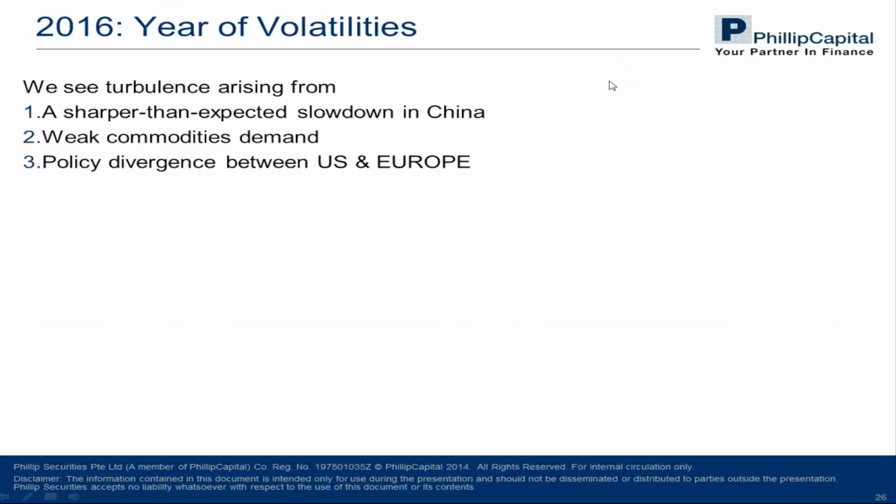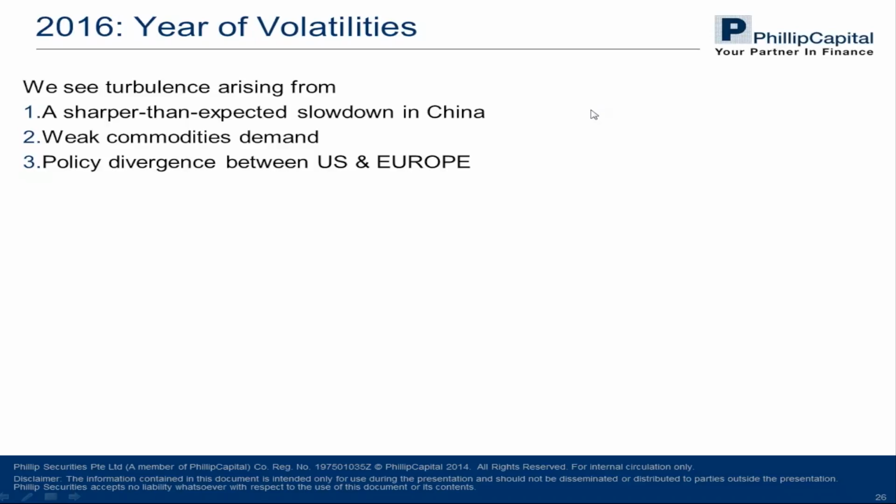After China implemented their circuit breaker, in the first 2 weeks we experienced China initiating their circuit breaker twice, and then the China government suspended the circuit breaker again. So we feel that if there's a sharper than expected slowdown in China, there's going to be more volatilities in the market, and also the weak commodities demand would also result in volatilities and turbulence in the equity market.